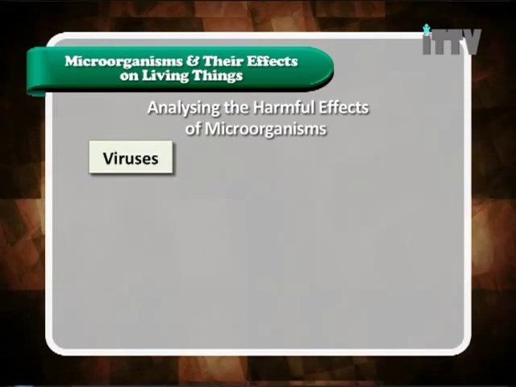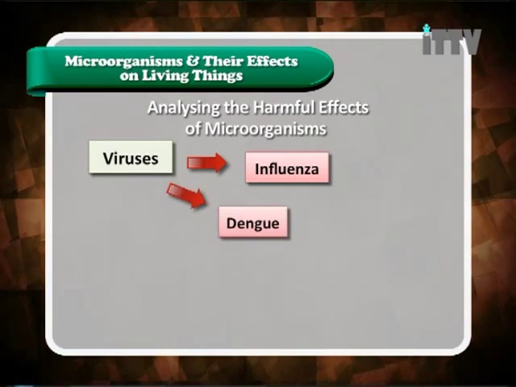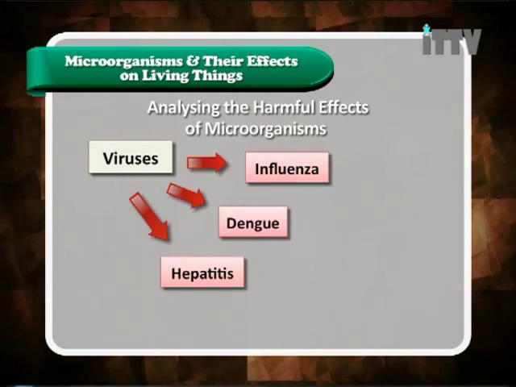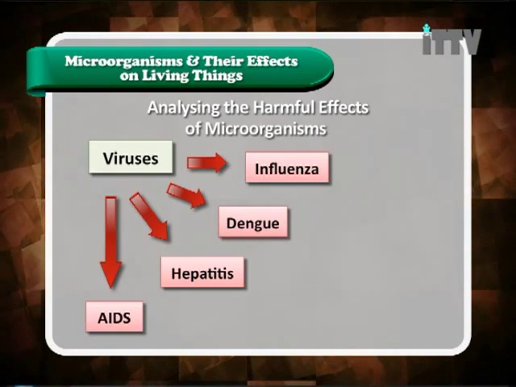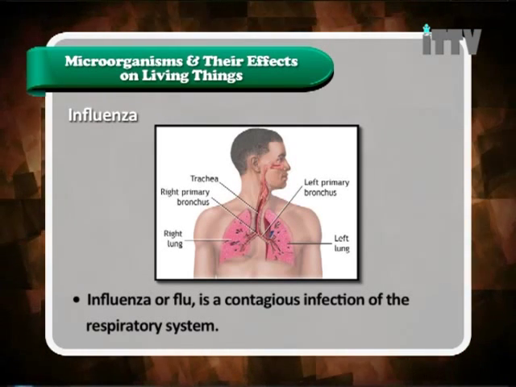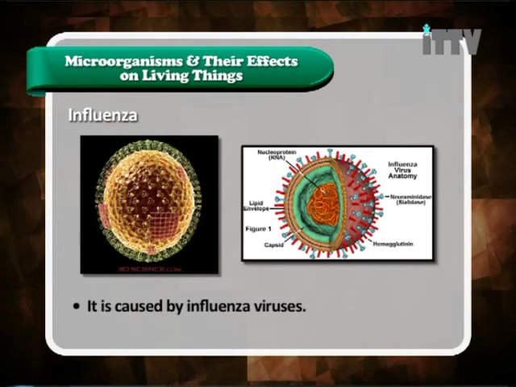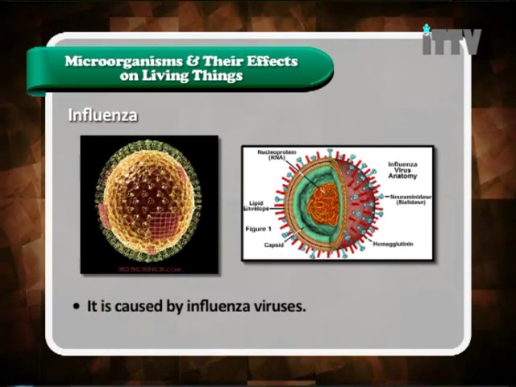Now let's look at the next pathogen, that is viruses. Viruses cause diseases like influenza, dengue fever, hepatitis, and AIDS. Let's start from influenza. Influenza or flu is a contagious infection of the respiratory system. It is caused by the influenza virus.